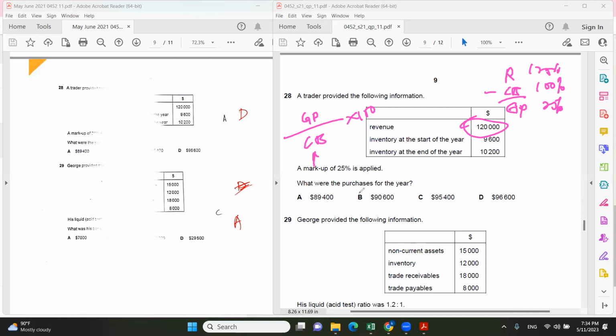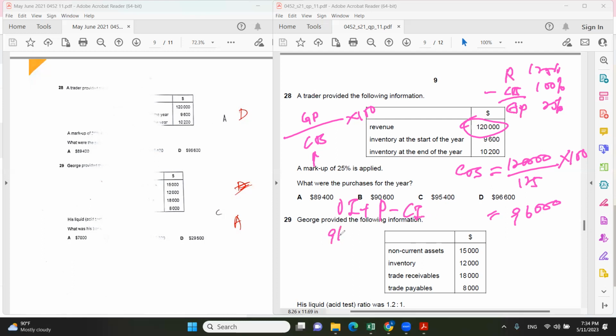So we find the cost of sales first. How to find the cost of sales? We take 120,000 divided by 125 times 100%, which is this 100%. We get the cost of sales. We get 120,000 divided by 125 times 100. So we get 96,000. The cost of sales formula is opening inventory plus purchases minus closing inventory.